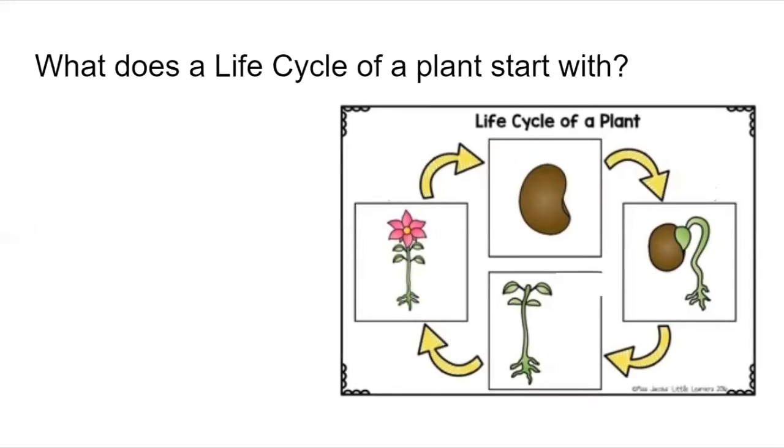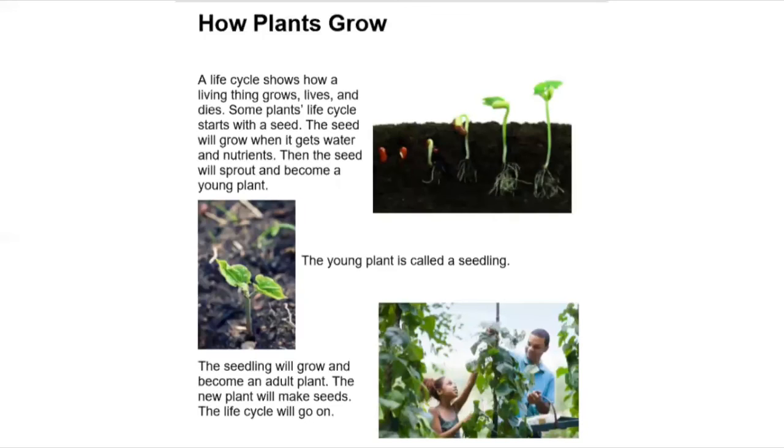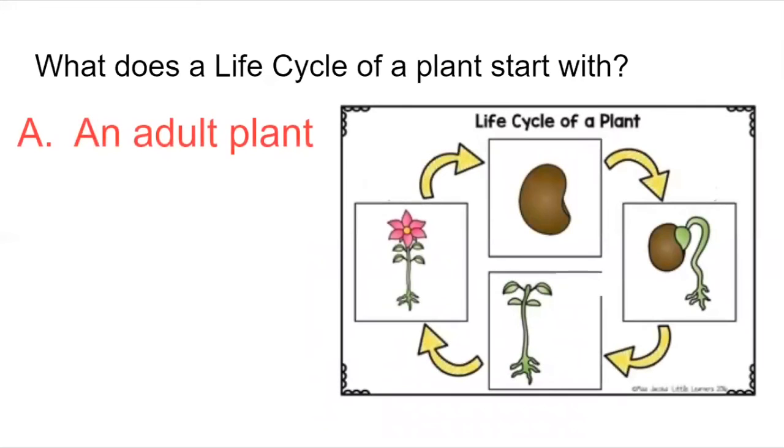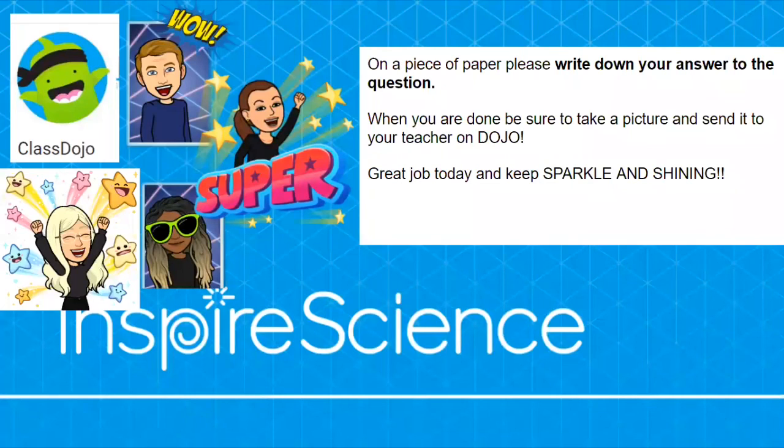Here's a photo of the life cycle of a plant. A, an adult plant. B, a seedling. Or C, a seed. Please write down your answer on a piece of paper. Remember, you can use the picture next to us to help you, or if you'd like, you can go back to this page and pause it. So on a piece of paper, please write down your answer to the question, A, B, C, or D.